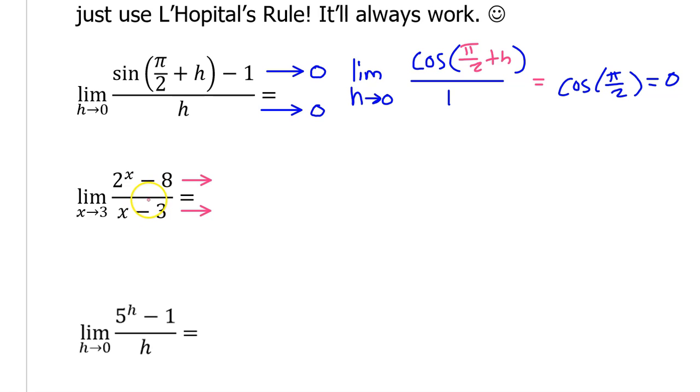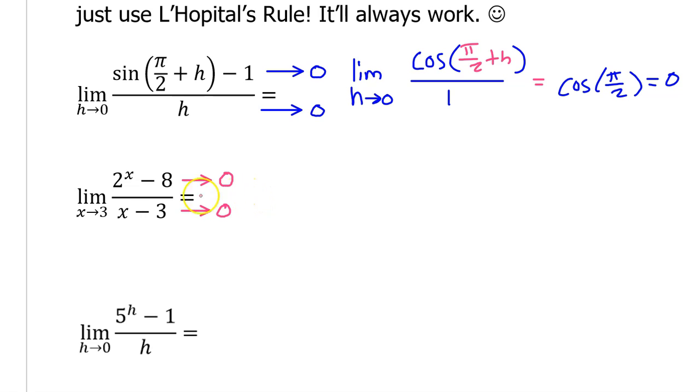Now let's do the second one. First, we must show that direct substitution yields 0 over 0. If we plug in 3 for x, that's 2 to the third power, that's 8. 8 minus 8 is 0. Of course, if we plug in 3 right here, 3 minus 3 is also 0. Showing this arrow 0, arrow 0 is mandatory. You have to do this before you proceed with L'Hopital's rule.